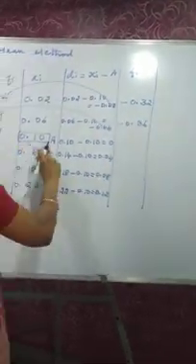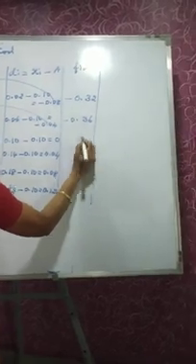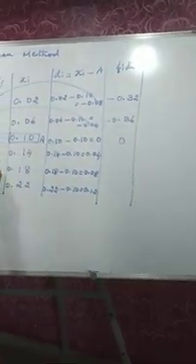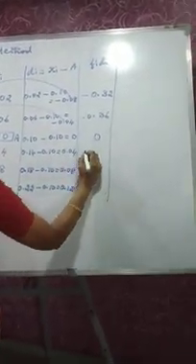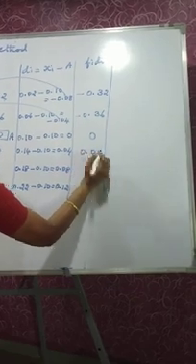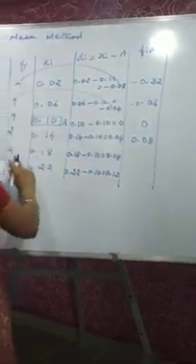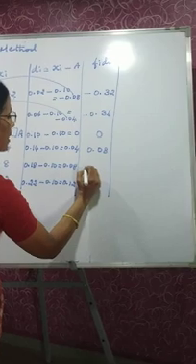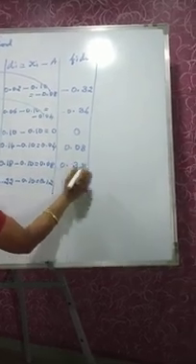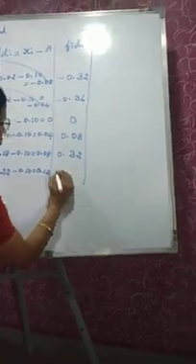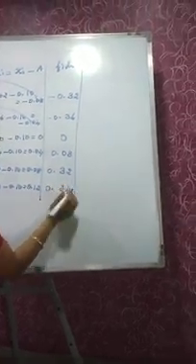Next the multiplier is 0. Hence, the result becomes 0. Then 2 into 0.04 becomes 0.08. It's a positive number. 4 into 0.08 becomes 0.32, and the last entry is 2 into 0.12 becomes 0.24.